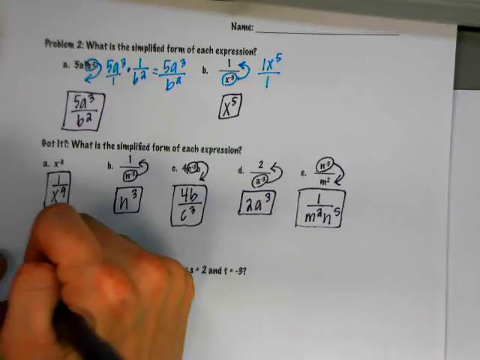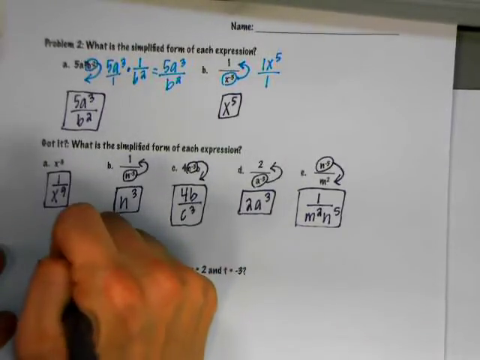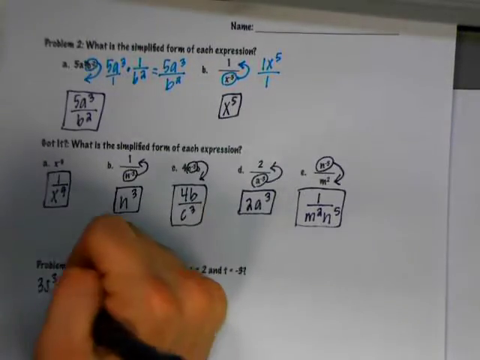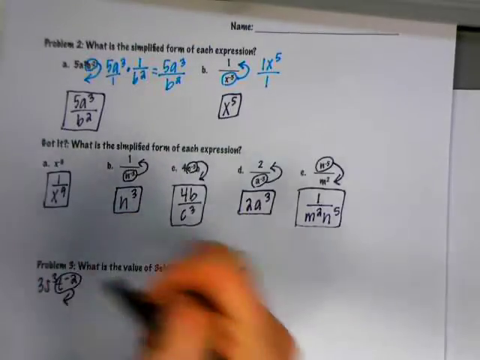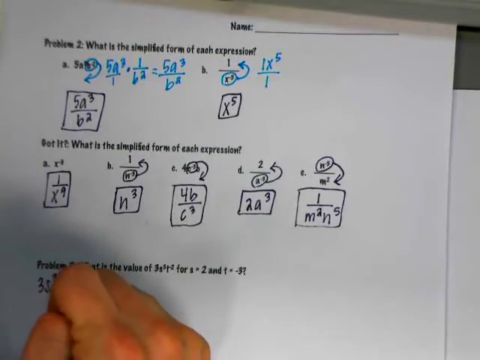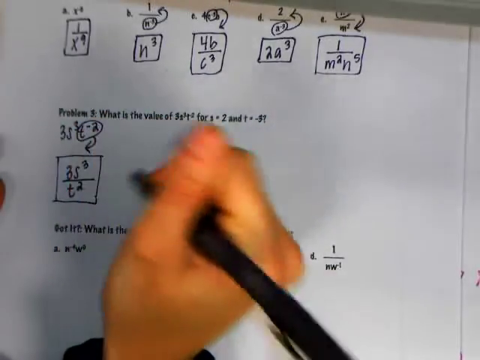Okay, so we have 3s to the third t to the negative second. So what can be simplified there? So what specifically is going to move? T. Yep, so we're going to move the t to the bottom. So we're going to have 3s to the third, and the t to the positive 2 is now going to be on the bottom. So that's simplifying it.